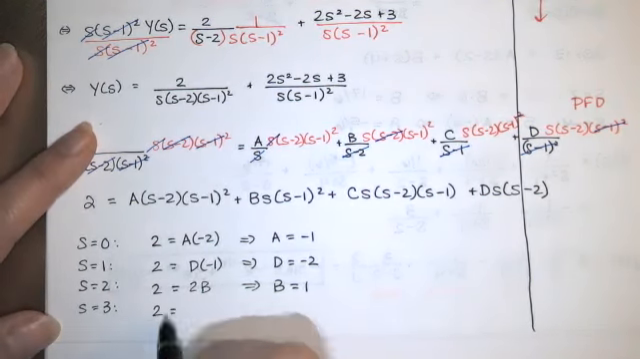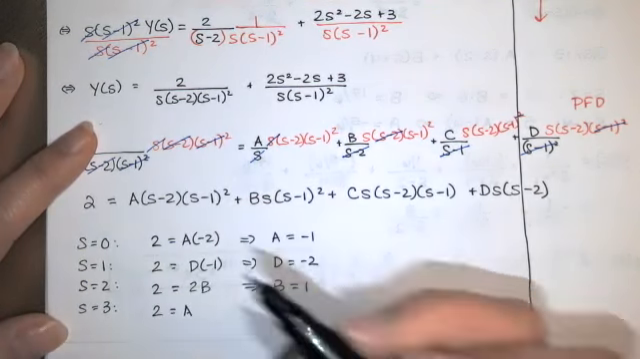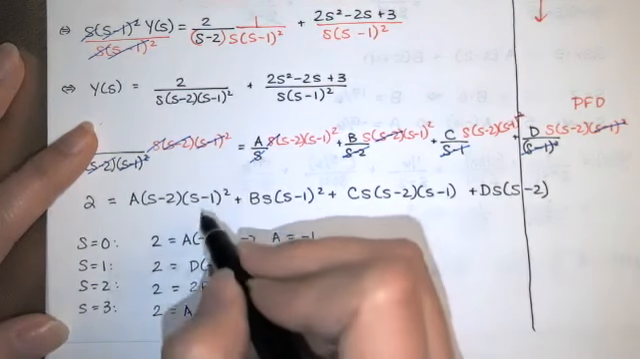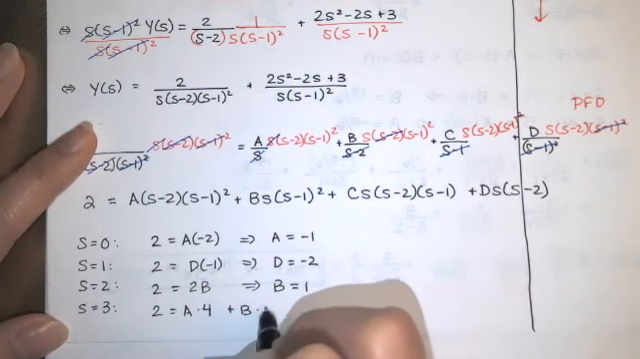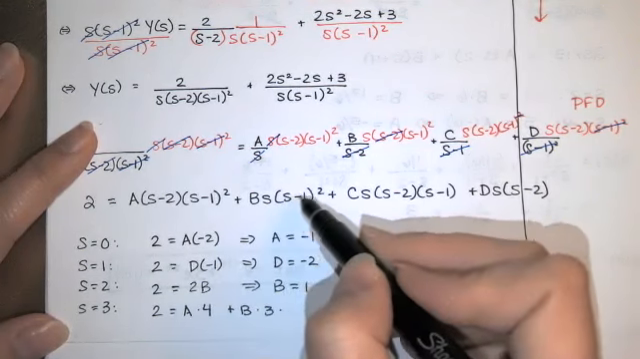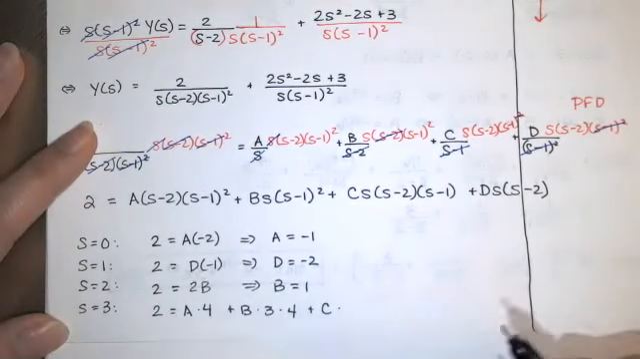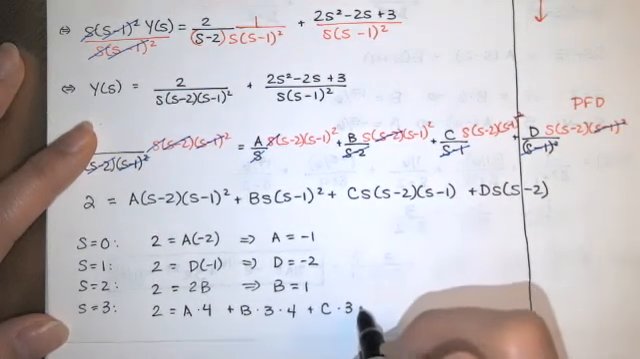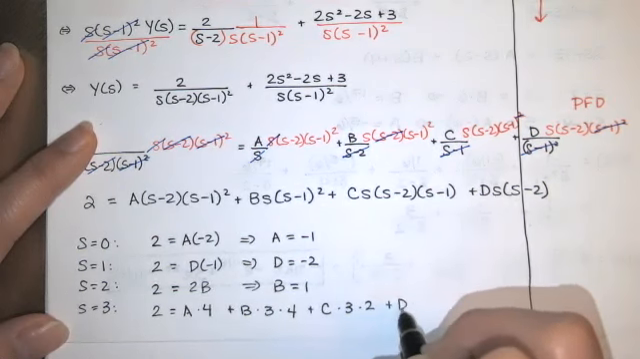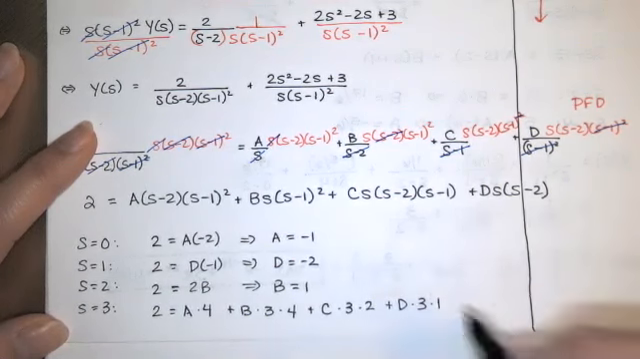So in that case, we'd have 2 equals A times 3 minus 2, which is 1. And then you'd have 3 minus 1 squared. So that's going to be 2 squared, which is 4. Plus B times 3. And 3 minus 1 is 2. 2 squared is 4. Plus C times s, which is 3. 3 minus 1 is 1. And then 3 minus 1 is 2. And then we have D times s, which is 3. And 3 minus 2 is 1.